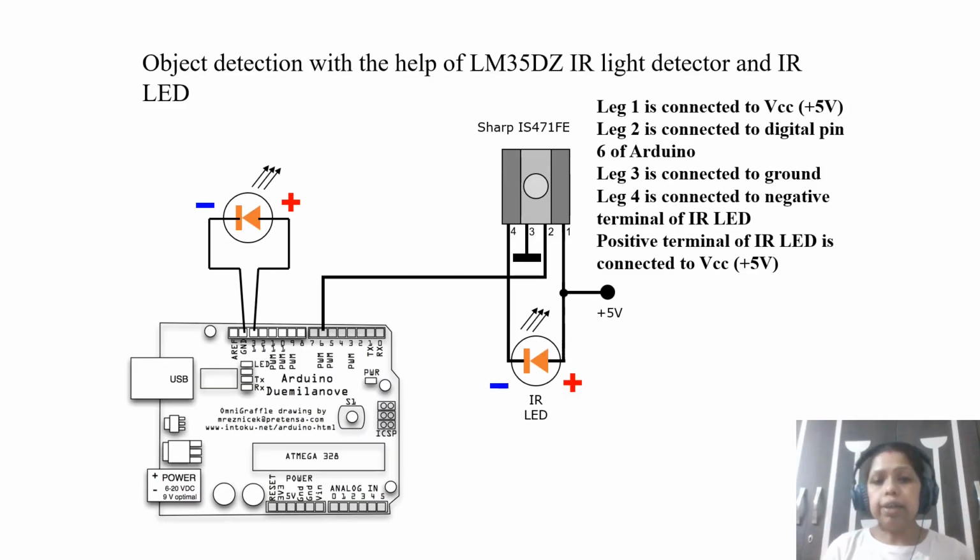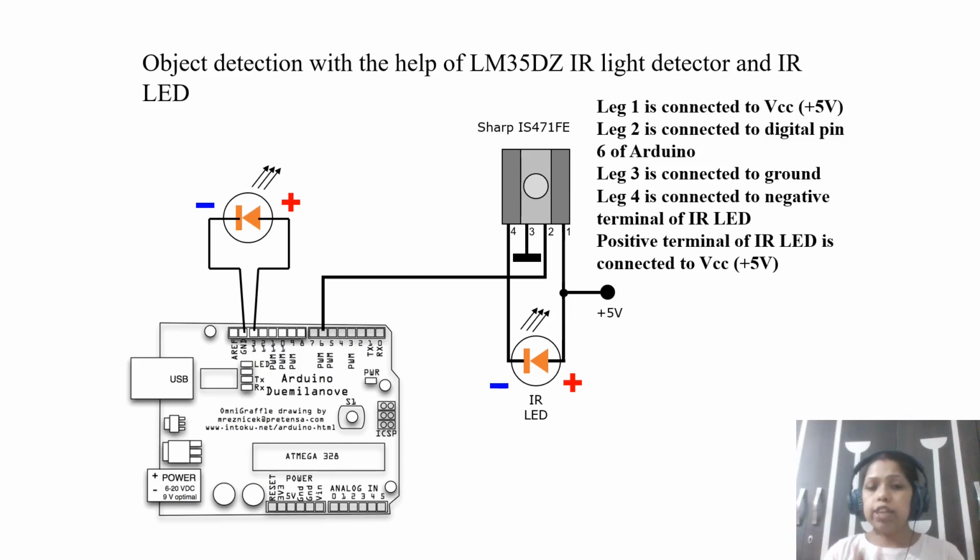Next, we come to one program, which is object detection using IR light. An IR LED will emit light, and there is an IR detector which can detect whether any object is present or not. If an object is present, then another digital light will be turned on. If an object is not present, no light will be turned on.